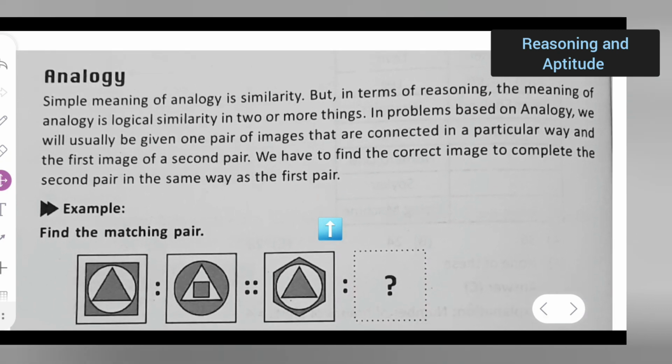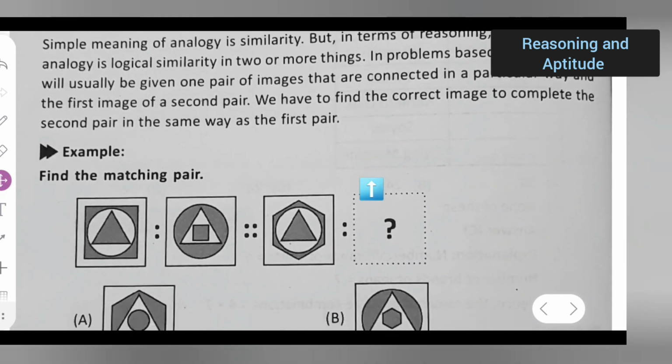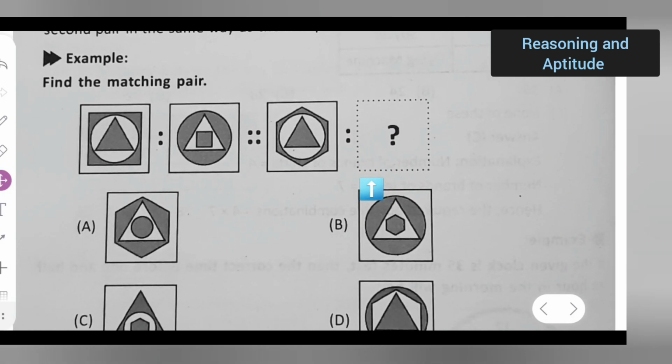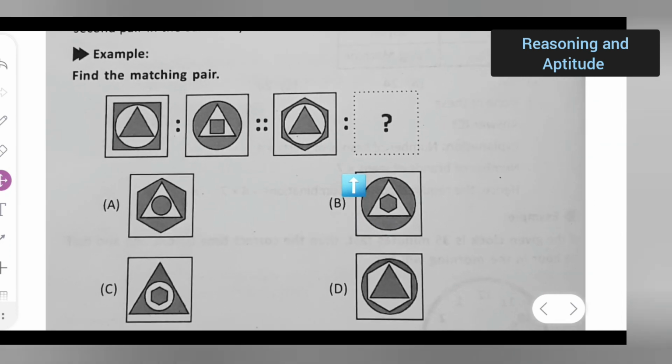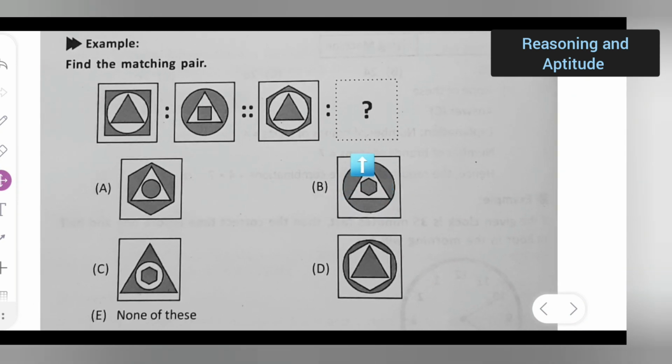Let us take one example. You can take down the explanation and the concept. Next, moving towards the example. Here you'll have to match the pair. I hope you can all see this clearly, because your options are given. You have to find a matching pair. Option A, option B, option C, option D, and option E are given as well. So which option do you think will be correct?